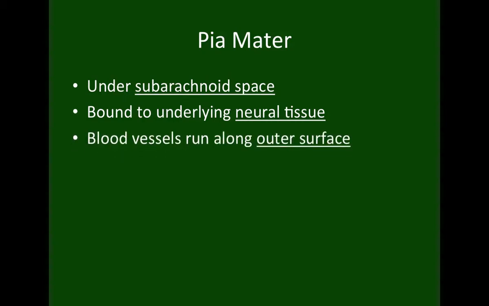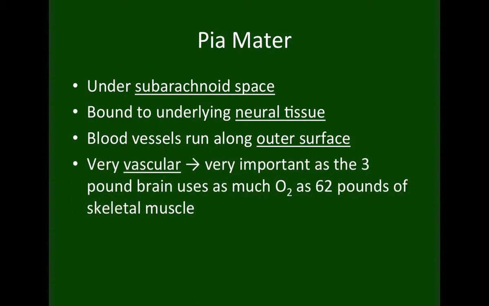The Pia Mater is characterized by blood vessels on its outer surface, and there are quite a lot of them. It is very vascular. Vascular refers to the amount of blood vessels, so it has a lot of them. That's because our typical 3-pound brain uses as much oxygen as 62 pounds of skeletal muscle. If you think about it, our brain can never be off. Not to be morbid, but if it's off, you're dead. The skeletal muscle can relax and be off, but our brains can never be. So it has a lot of oxygen demands and needs a lot of blood flow.